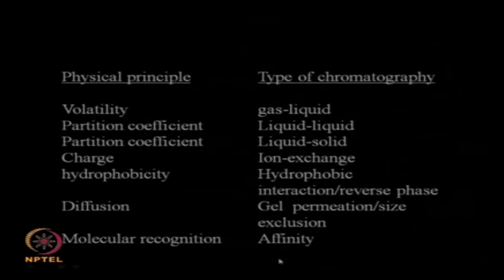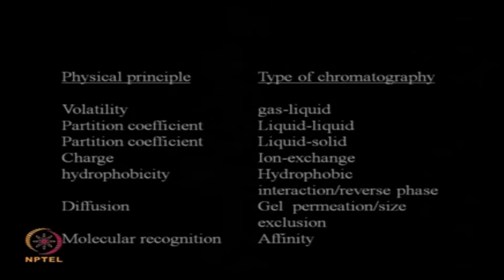If it is based on size, the size of the protein or molecular weight of the protein, then that is called a gel permeation or size exclusion chromatography. What happens there? Small proteins enter certain void space, they get entrapped, large proteins travel out fast. So bigger ones come out fast, smaller ones come out very slowly.